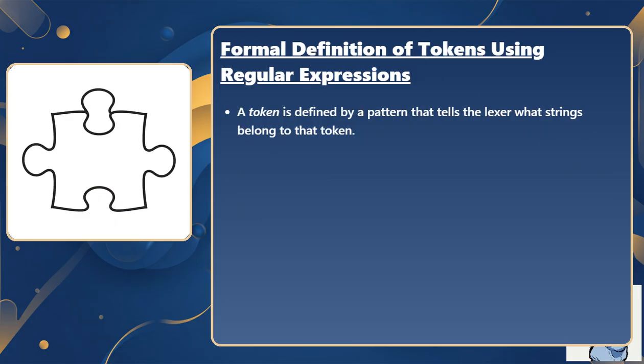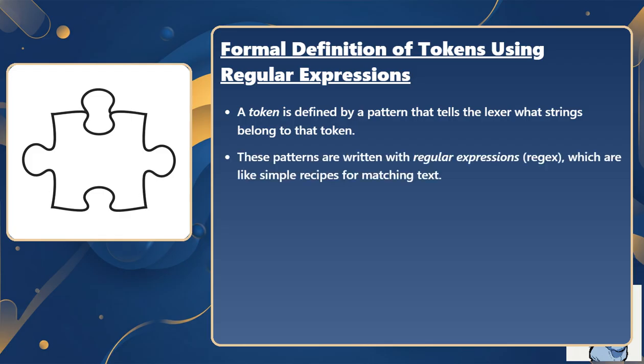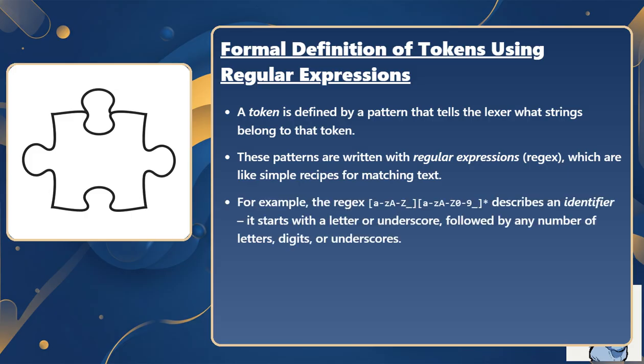A token is defined by a pattern that tells the lexer what strings belong to that token. These patterns are written with regular expressions, regex, which are like simple recipes for matching text. For example, the regex [a-z_][a-z0-9_]* describes an identifier. It starts with a letter or underscore, followed by any number of letters, digits, or underscores.